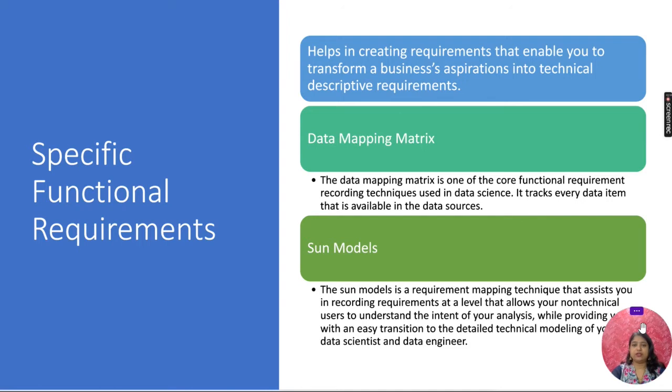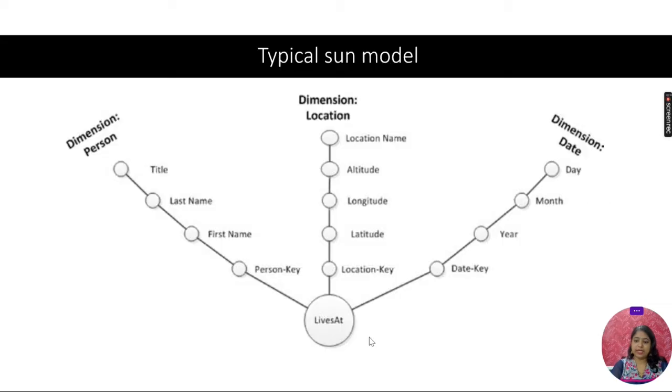Hello friends. We have seen the specific functional requirement of chapter number 4. In this, we are going to learn the Sun model. The Sun model is a requirement mapping technique that assists you in recording at the level that allows your non-technical users to understand the intent of your analysis. We have seen the example of the Sun model. We'll go into more detail in the next slide.